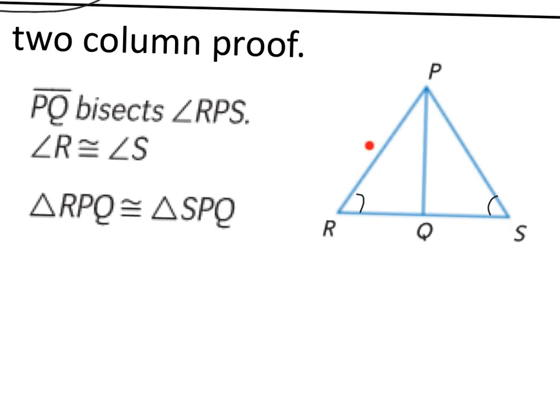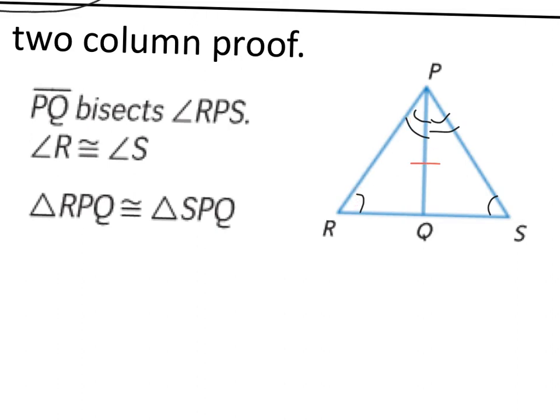So if you look, RPS is up at the top. So that means if you have an angle bisector, then that creates two separate angles that cuts them in half. So we also know that this is a shared side. And so looking at this, we have angle, side.